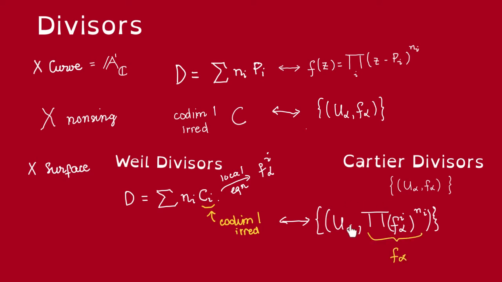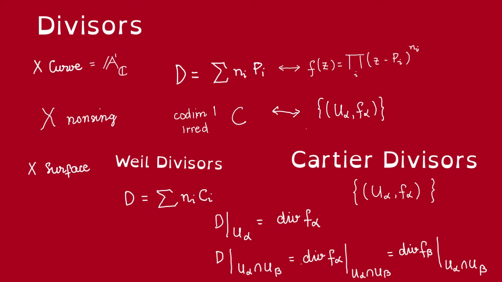So how would we describe this set? Well, this is a covering of X, and then this is a family of functions F alpha that is rational on each of these U alpha. But there is more we can say about this F alpha. These F alpha must be compatible in some way, right? Because they are all local equations of D. On each U alpha, D is just going to be the divisor of F alpha.